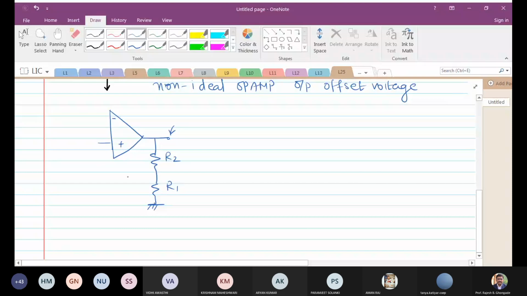So there will be some voltage here. This is your V2, the output offset voltage, potentially divided by R1 and R2, and it appears as V2. So we can say that, therefore, VID is no longer 0, but it is equal to V2.